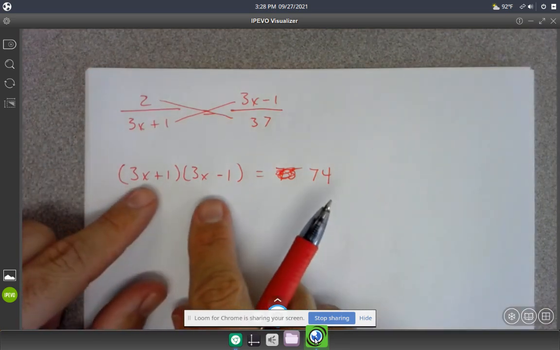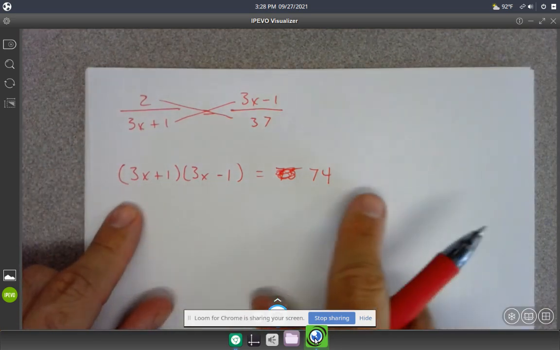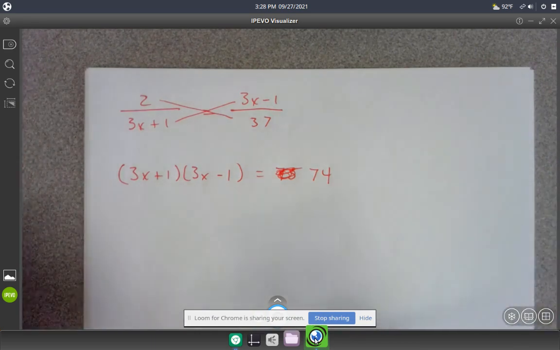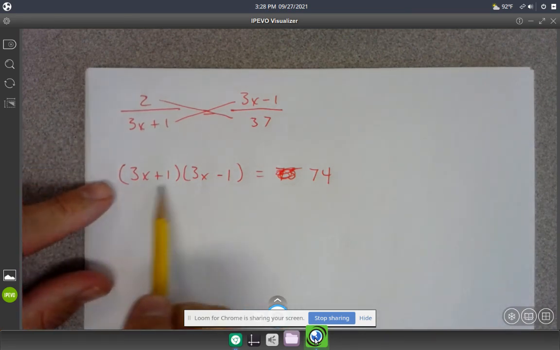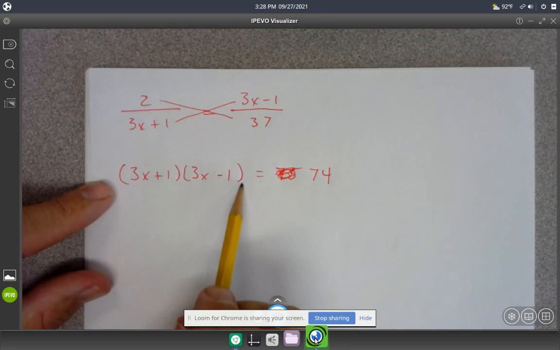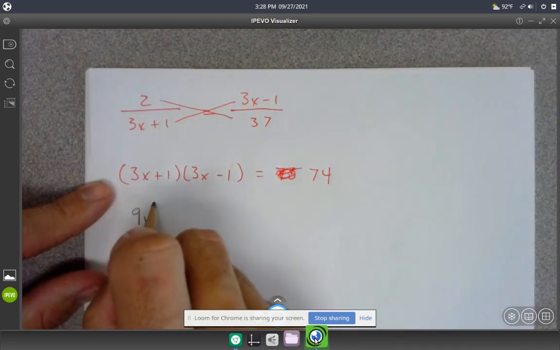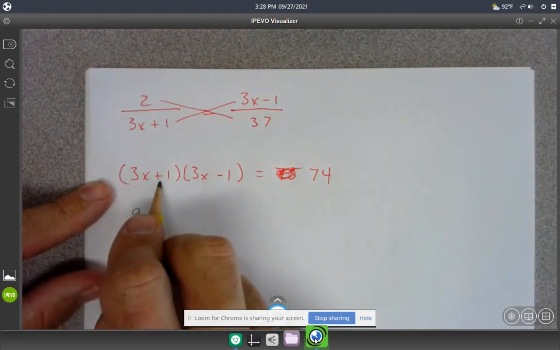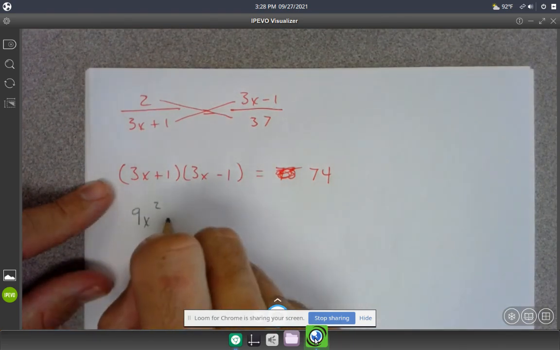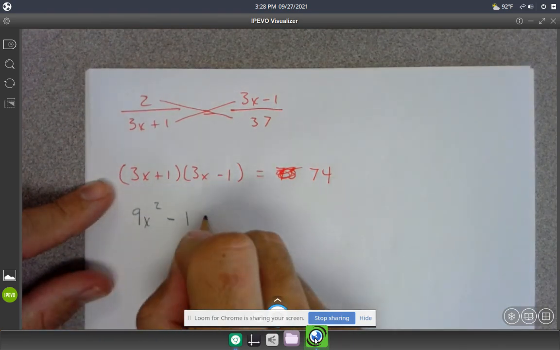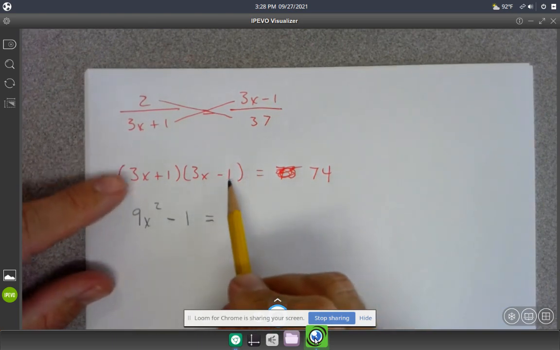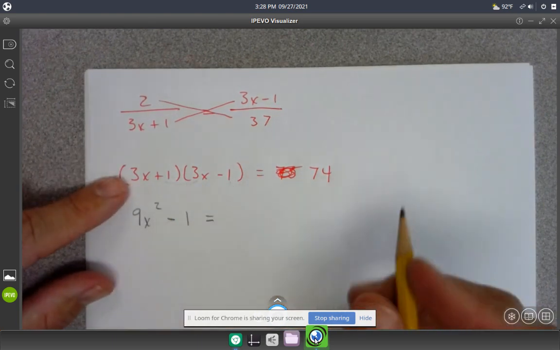So on this one, I'm going to have to multiply this out and then move all the terms over to one side or something like that. This one's kind of nice because of the difference of squares. The middle terms are going to completely cancel out. So I'm going to get 9x squared, and then 1 times negative 1 will give me a negative 1. Again, the negative 3x and the positive 3x cancel each other out.